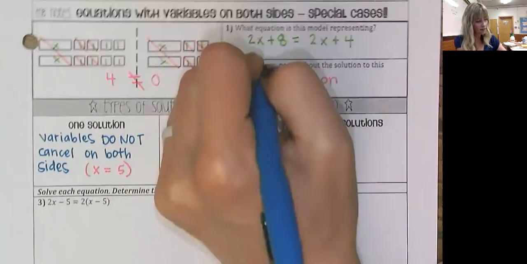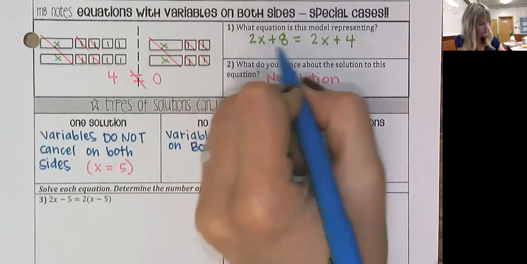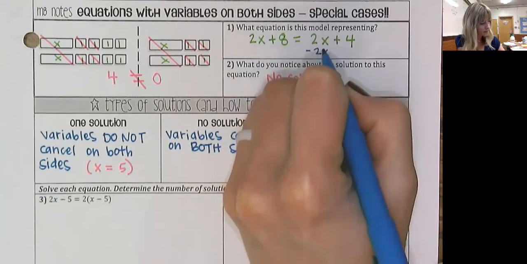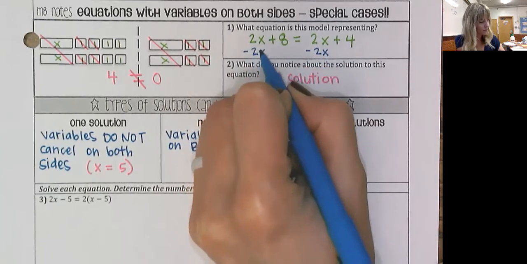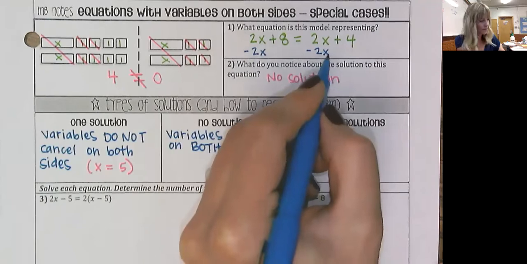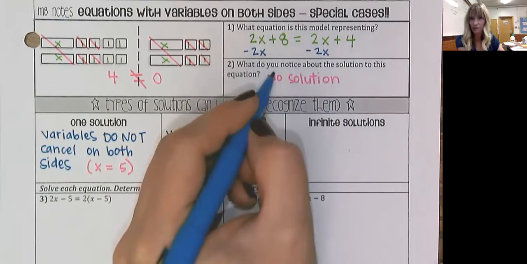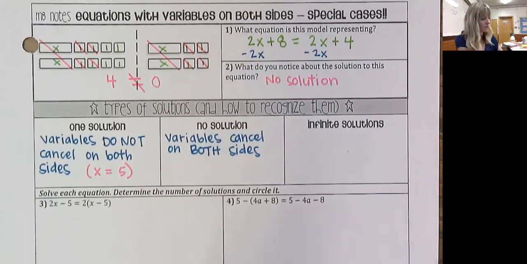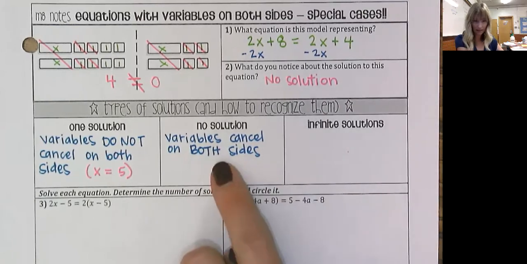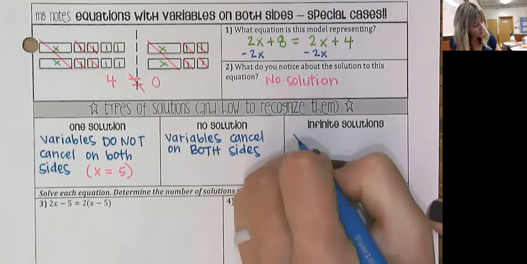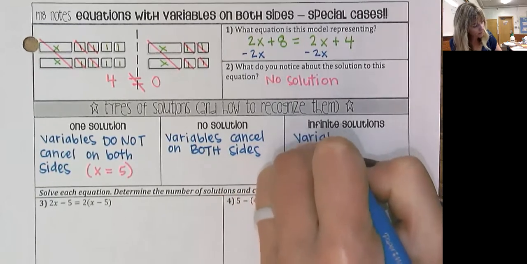And if I would have done the algebra up here, if I would have gone, okay, I'm going to cancel and I'm going to turn this to 0, then you would have come over here and you would have went, oh, wait a second. This turns to 0 and this turns to 0. That's what we mean by the variables canceling on both sides. That will happen in this scenario. That will also happen in this scenario.